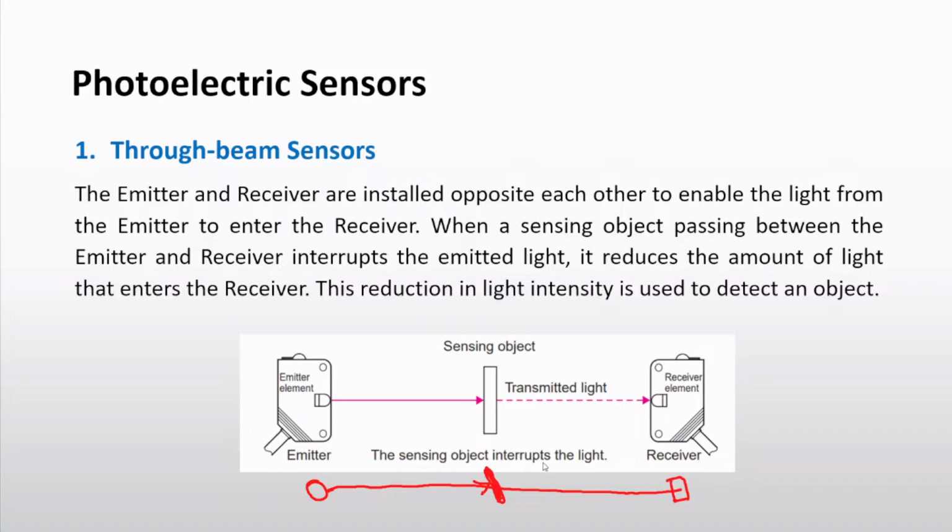So you can remember this: you detect the object when the object travels through the beam. So this is the light beam. If it travels through the beam, it is called a through beam sensor. Normally in a through beam sensor, the emitter and the receiver are placed on the two sides of the object. So therefore, you can easily understand it.